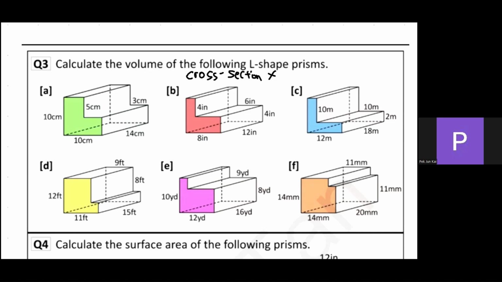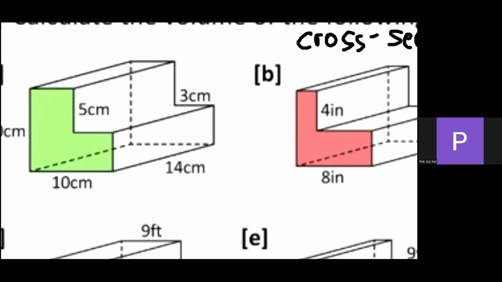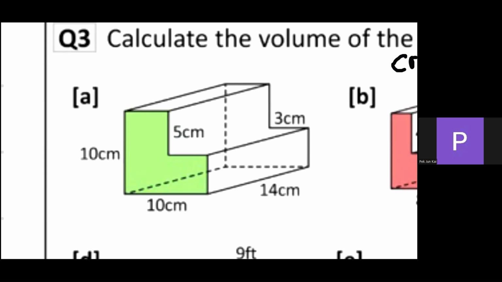times its length. So let's take a look at question A. So we can split its cross-sections into two parts, part A and part B. So we can find the area of part A first.